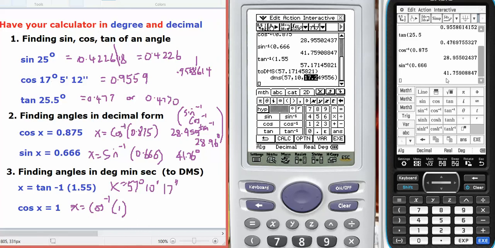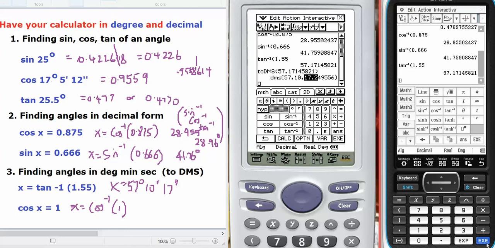And on the ClassPad 400, the same thing. I'm looking for the inverse tan of 1.55, execute. There's my answer. Slightly different. If I go to Math 1 and I press this, then I take this answer, drag and drop it there, and then press execute. It gives the same answer as we had over here, 57 degrees, 10 minutes and 17 seconds.